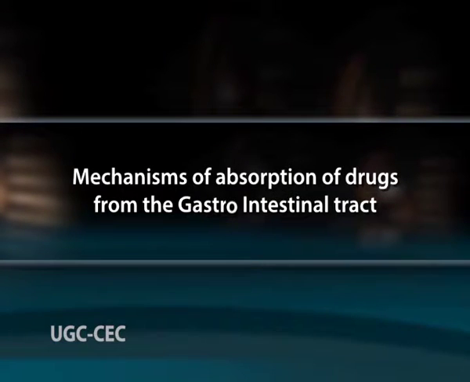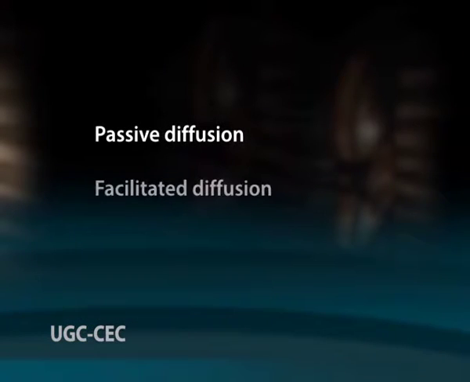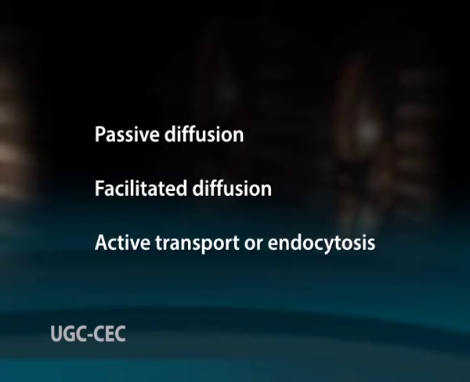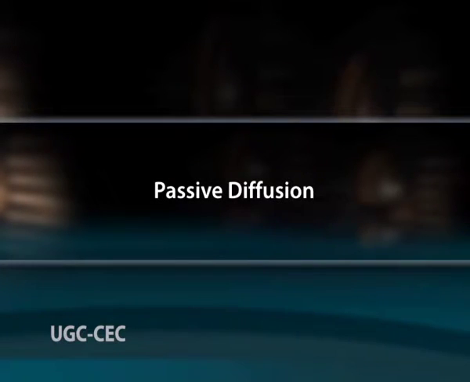Mechanisms of absorption of drugs from the gastrointestinal tract. Depending on their chemical properties, drugs may be absorbed from the GI tract by passive diffusion, facilitated diffusion, active transport, or endocytosis. First, let us see passive diffusion.